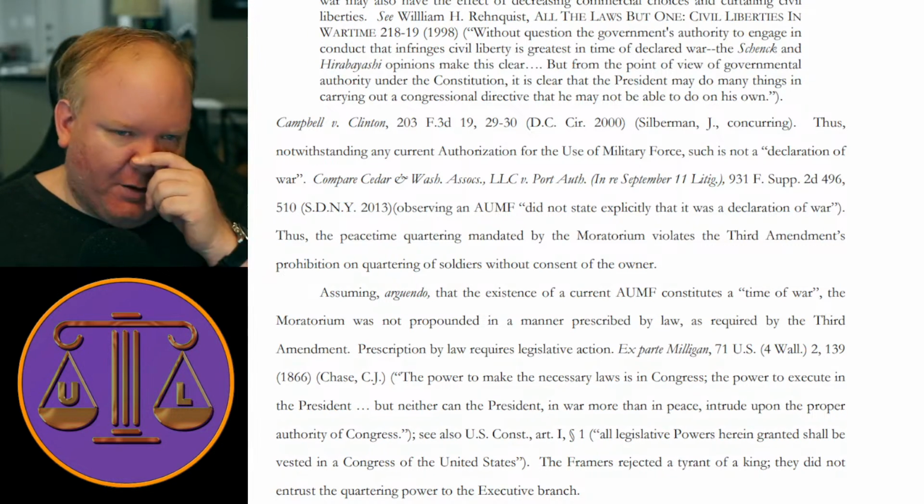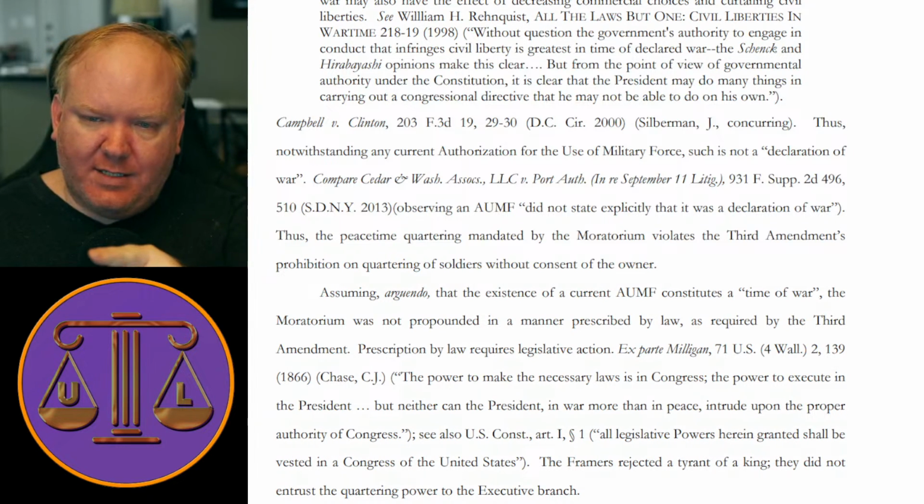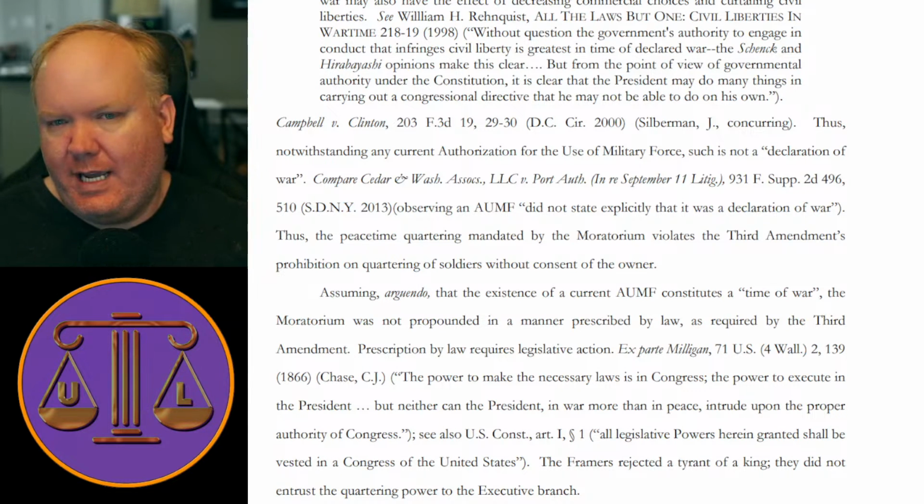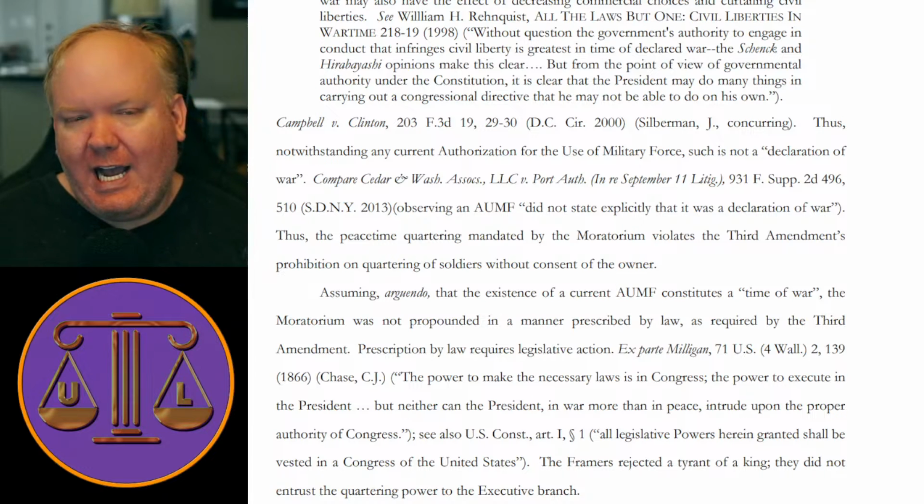I don't think that's necessarily true. And they're citing a district case here for that proposition. I'm not sure that that's legally correct. I'm not sure that there's really a legal distinction between a declaration of war and an authorization of force.